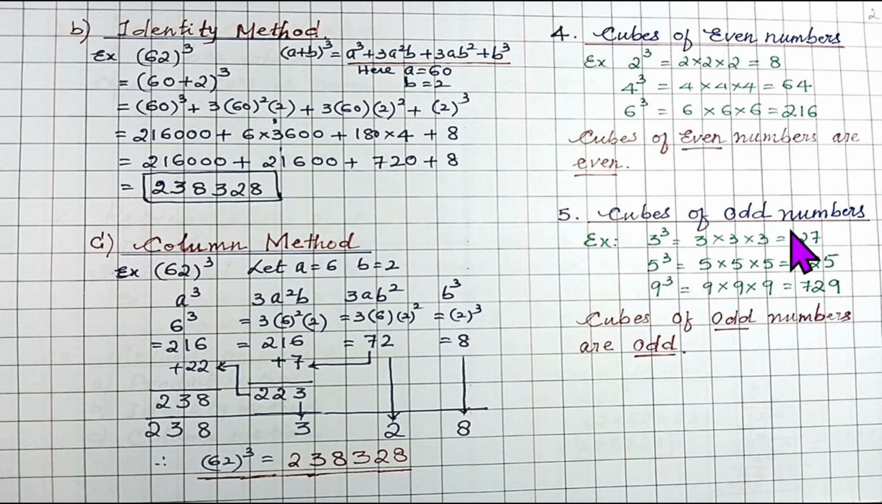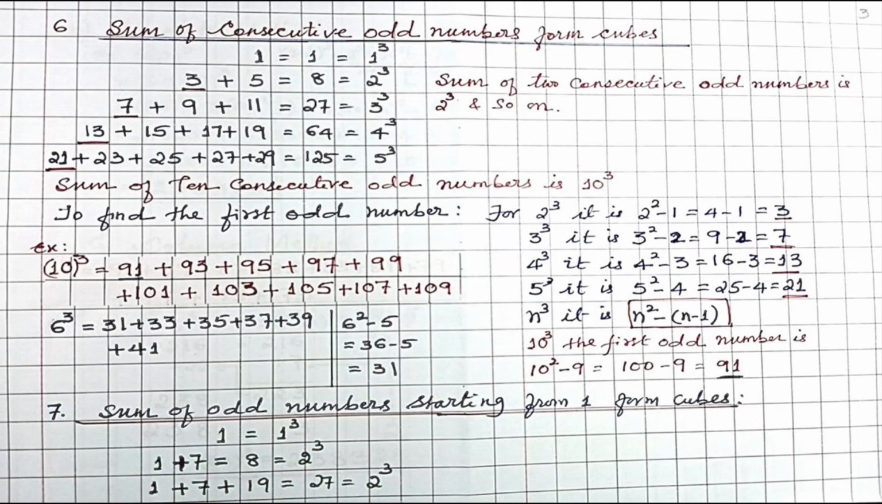The cubes of odd numbers, 3 is odd, 27 is also odd, so cube of odd numbers is odd. 5 cube is 125, 5 is odd, 125 is odd. 9 is odd, 729 is also an odd number. Therefore the cubes of odd numbers are odd. Please remember that. Now this is a very interesting property.